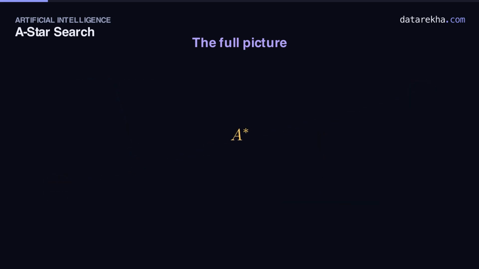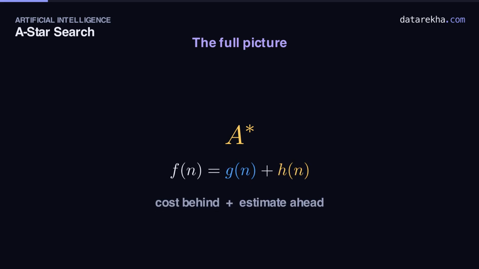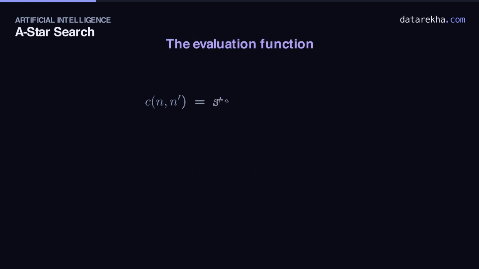A* search is exactly this idea, turned into an algorithm for finding cheapest paths through a graph. It's the crown jewel of search: uniform cost search, made smart with a heuristic. Let's build it. We're moving through a graph of states, from a start S toward a goal G, and every edge from n to n prime carries a step cost, c.